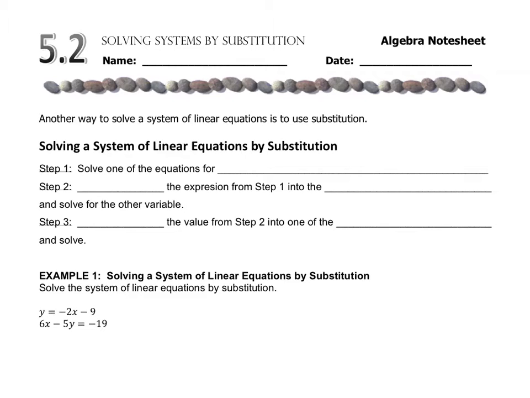So here are the steps. Number one, solve one of the equations for either one of the variables. So it could be that you solve one of them for x equals, or you solve one of them for y equals. But the very first step is to get one of the equations, x equals or y equals.